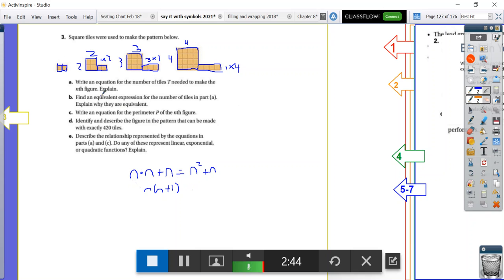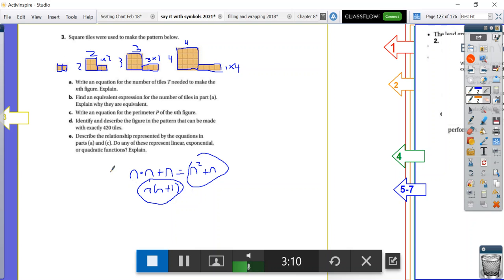Okay, find the equivalent expression for, oh wait a second, that's part B, isn't it? So we have an expanded form expression and a factored form expression. Now on the unit test, that's going to be a big part of what you're going to be asked to do. Identify what is linear and what is not linear. All right, write an equation for the perimeter P of the nth figure.